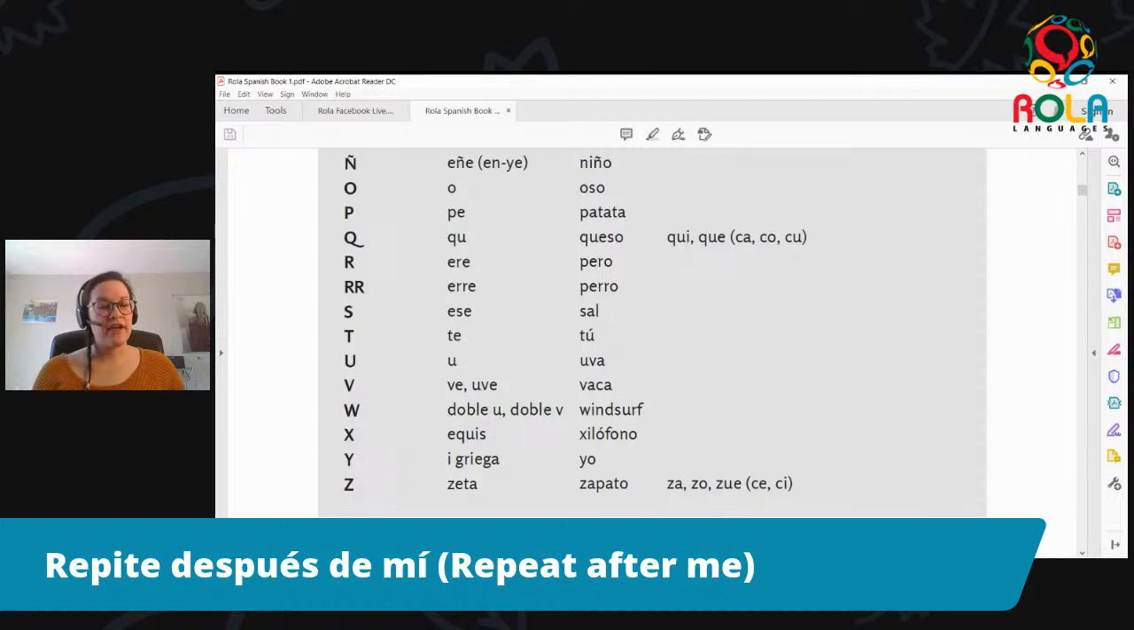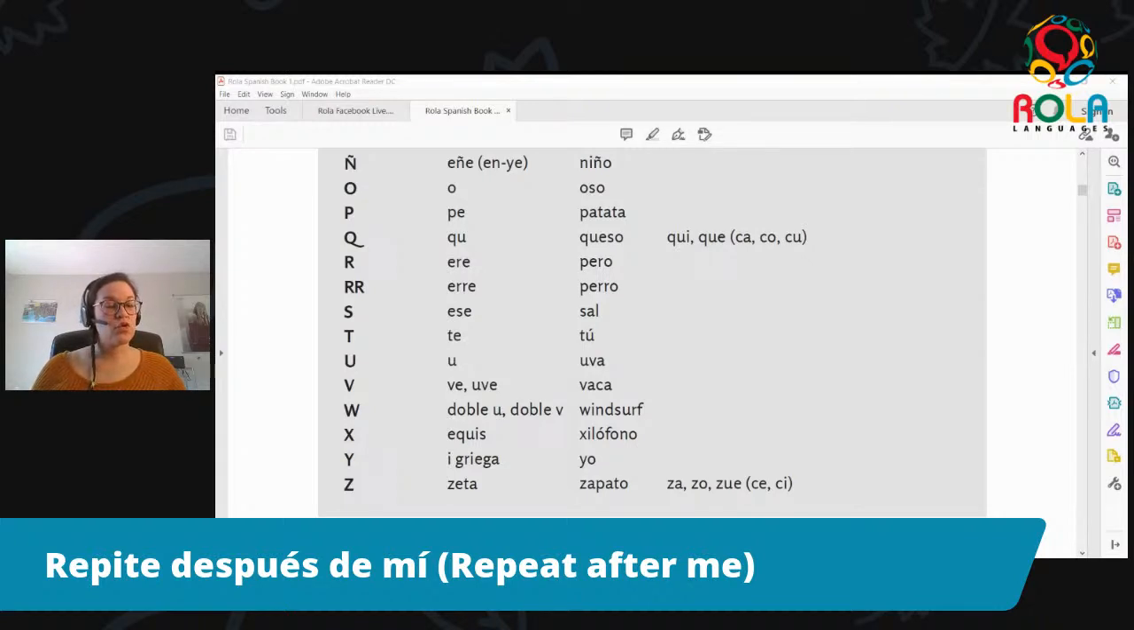Next we have ve, or uve is an alternative pronunciation, but most people I know say ve. And you also hear some variety among Spanish speakers. Some people pronounce it more like the v sound, and some people make it sound more like a b sound. So both of them are correct. It just depends on what the particular person's accent is. So you can say v like vaca, or you can say b like vaca, and both of them are correct.